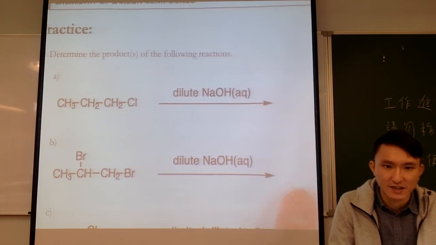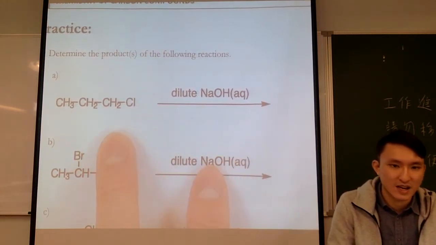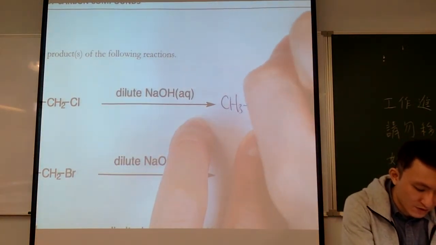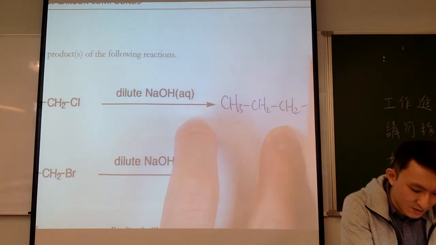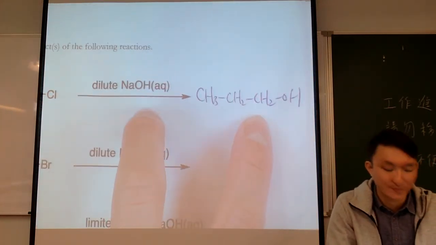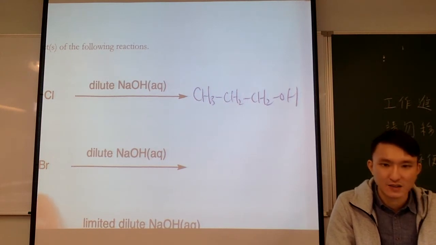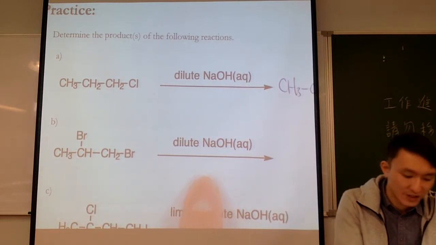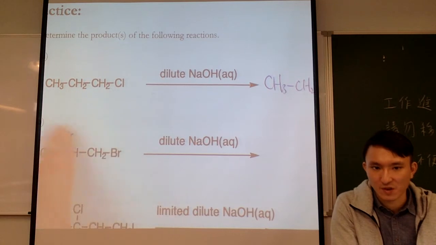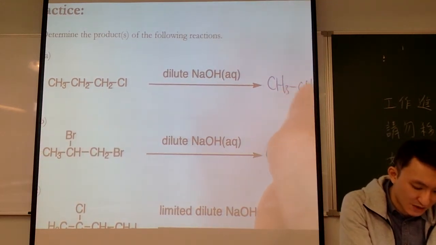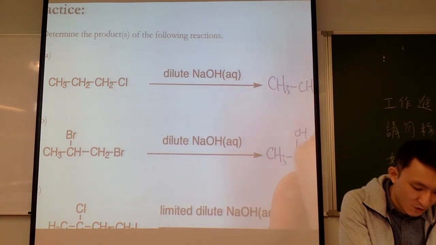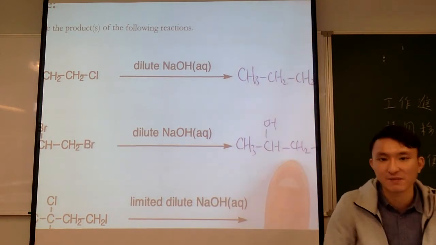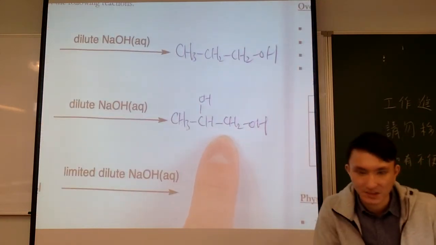Okay, so let's check. Here, sodium hydroxide and 1-chloropropane, of course, will form propan-1-ol. Substitution reaction. Here, B is 1,2-dibromopropane with sodium hydroxide. Of course, it will undergo substitution reaction at both bromine atoms. So that will result in the formation of propane-1,2-diol. Okay, that should be obvious as well.